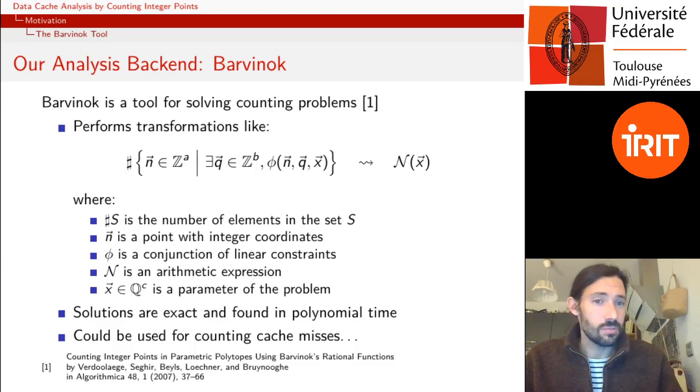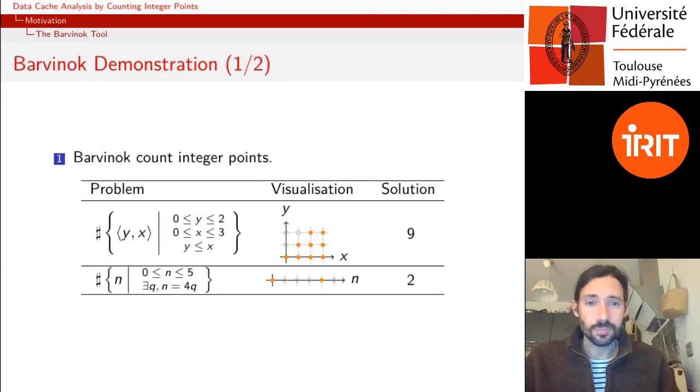Solutions found by this tool are exact, and the tool finds them in polynomial time. The authors of the article, Verdoolaege and his colleagues, claim that this tool can be used for counting cache misses. It's not trivial, but that can be done, and that we pretend to do in this presentation. Before moving to our work, I would like to detail a little more this Barvinok tool and its potentiality.